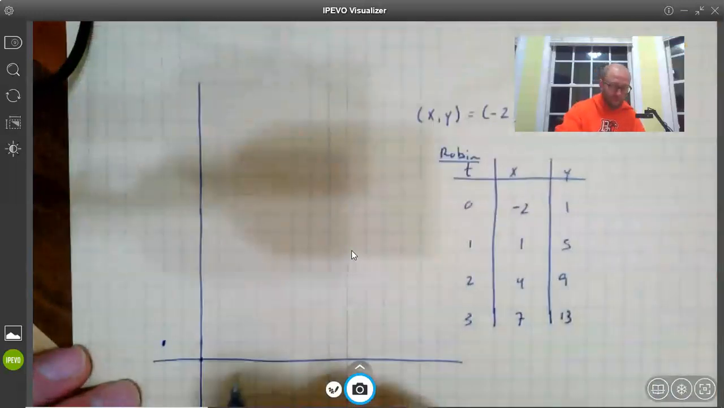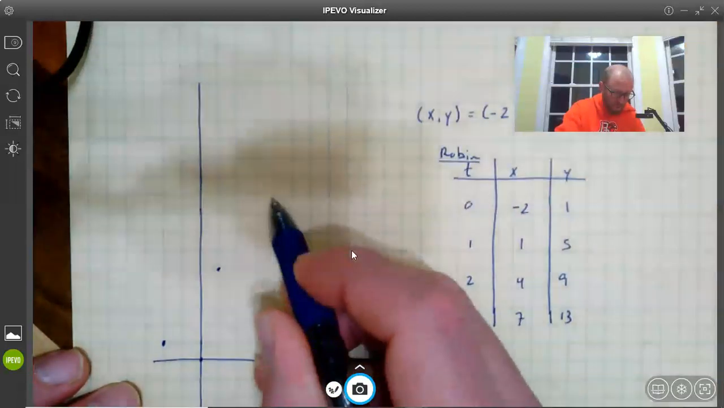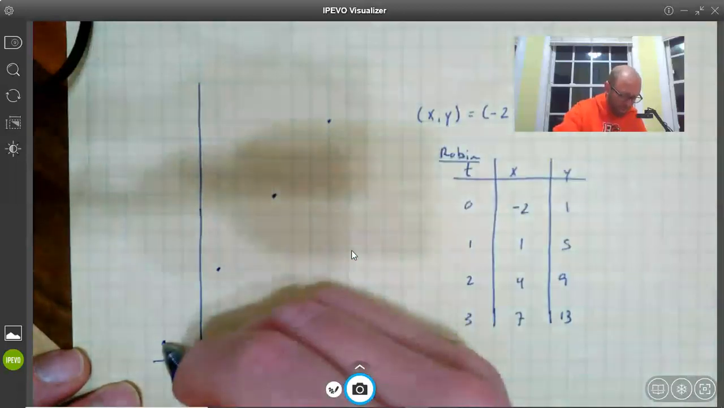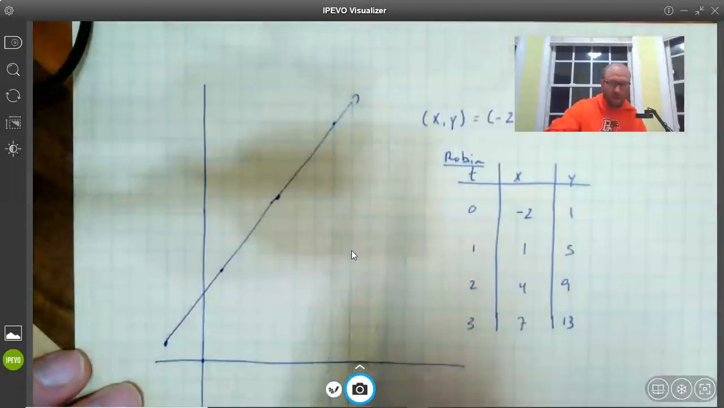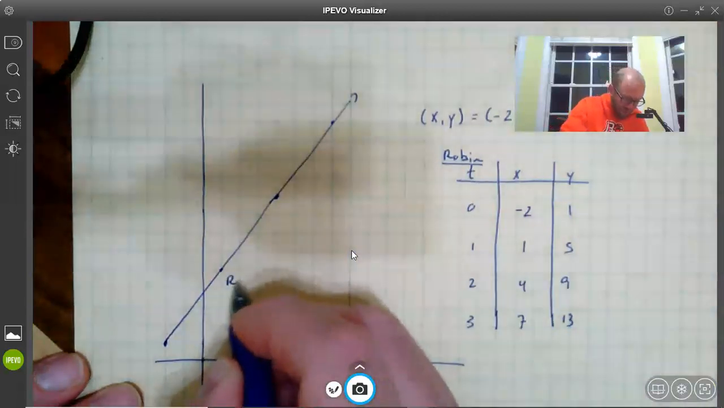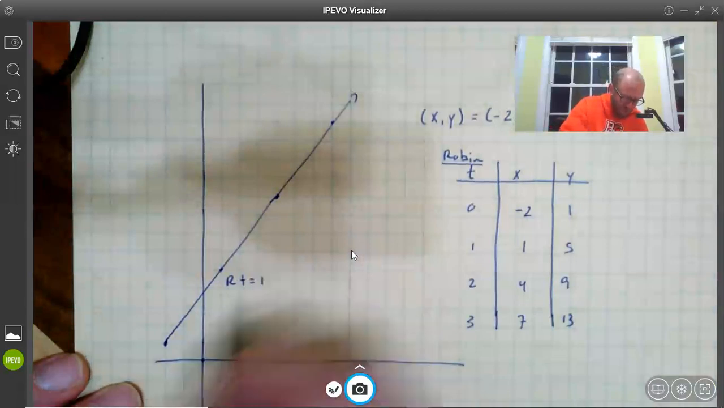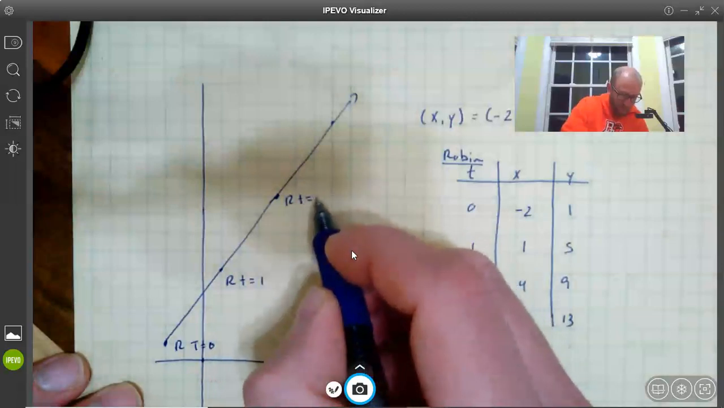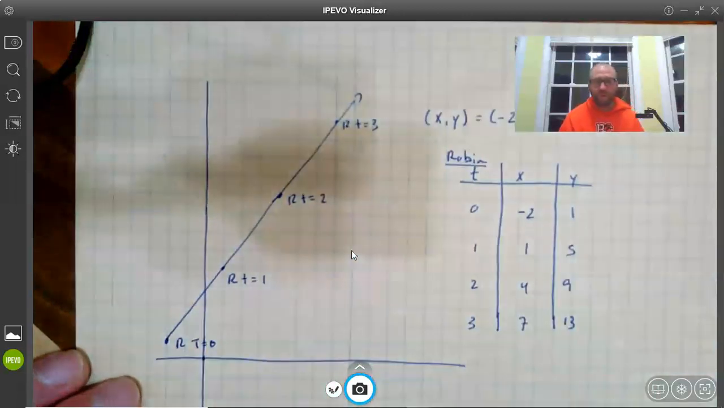And we can plot these points over here. We'd have, so it's over 3, up 4. So here is Robin's path. And this is for Robin. This is time equals 0, time equals 1, time equals 2, and time equals 3. So those are all Robin's positions.